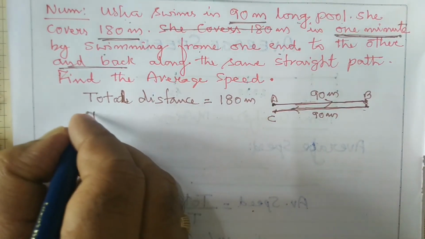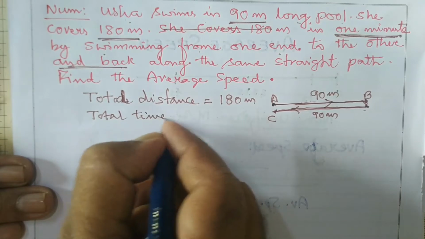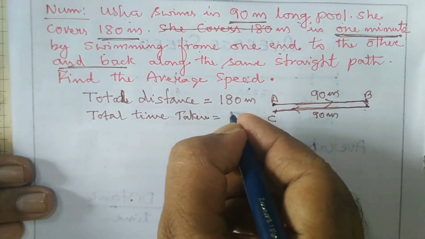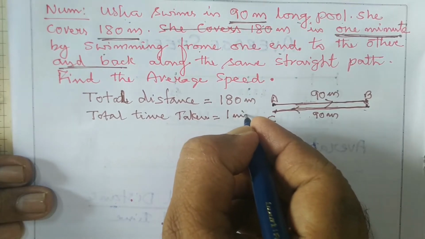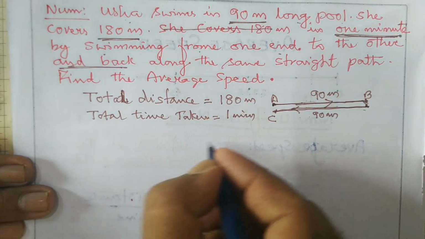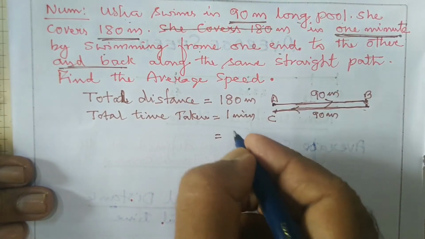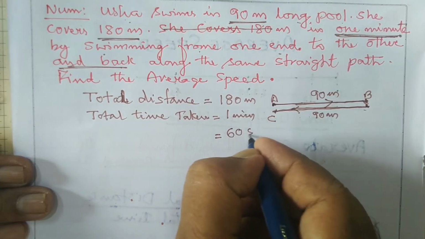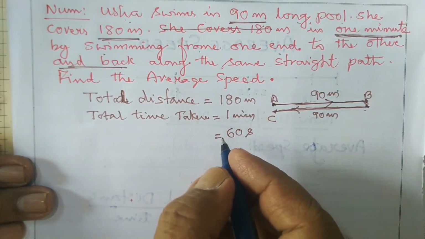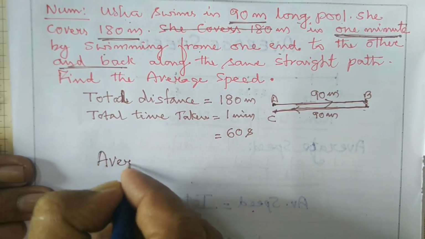Then after, total time taken. Total time taken is 1 minute. You have to remember that minute is not an SI unit. You have to convert into second. You know very well 1 minute contains 60 seconds. Therefore, we will write it as 60 seconds here itself. You have to convert here only before substitution. Now you write the formula.